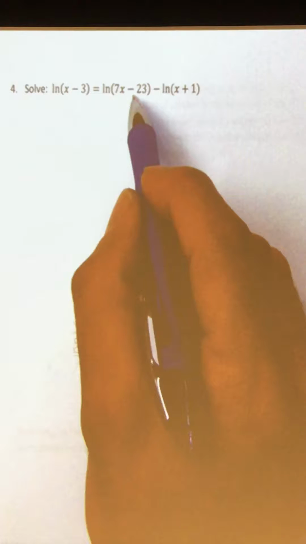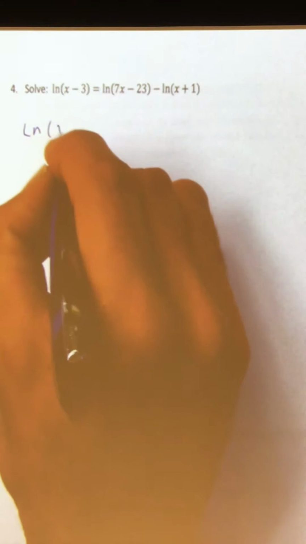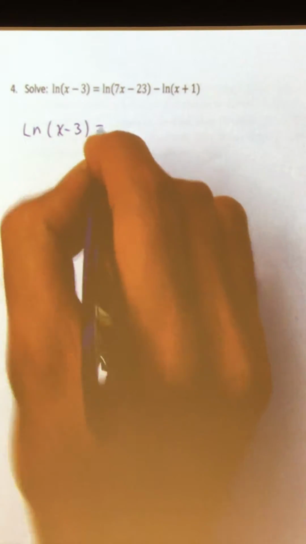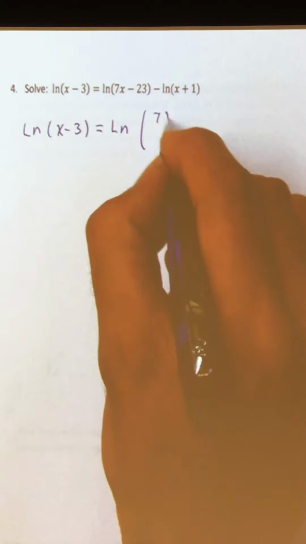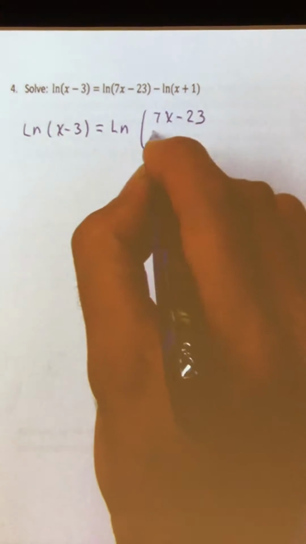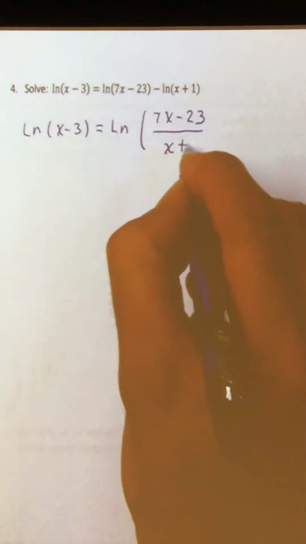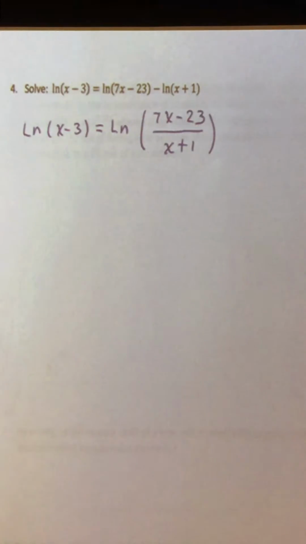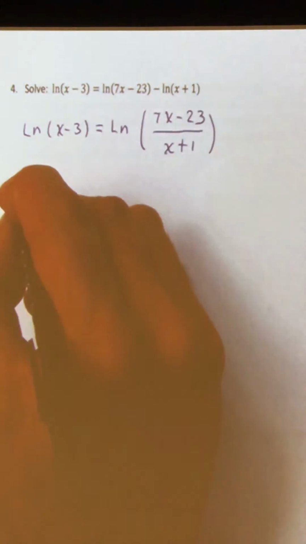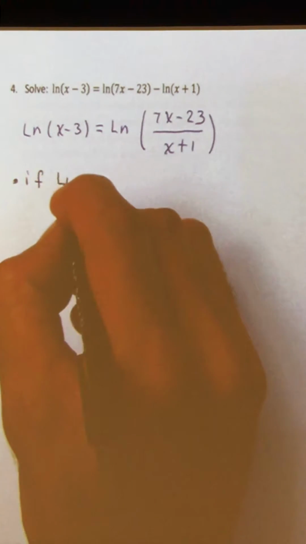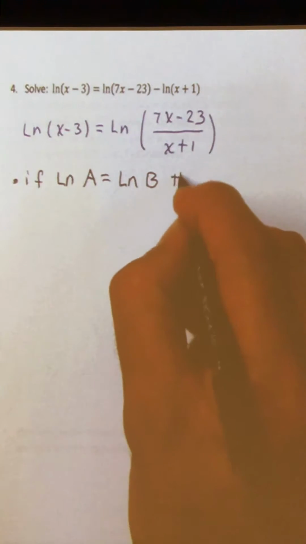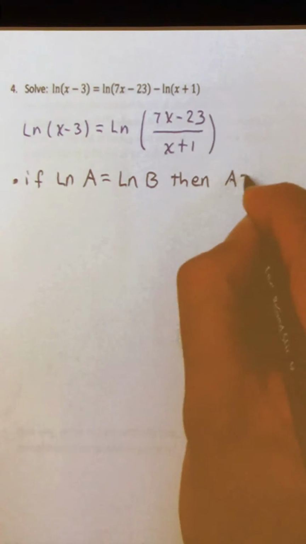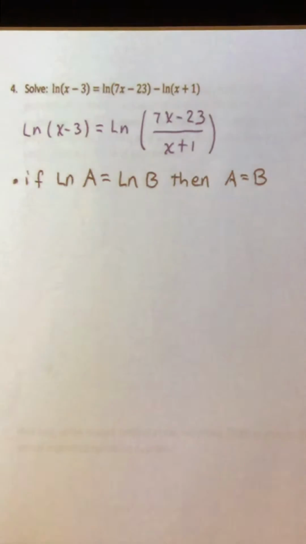We have the log of the difference, so we will write the left-hand side, log of x minus 3, and the right-hand side we will compress to be the log of the quotient, so 7x minus 23 divided by x plus 1. Now we can use a property of logarithms that simply says if the log of a is equal to the log of b, then a must be equal to b. Otherwise, the equation wouldn't be true.